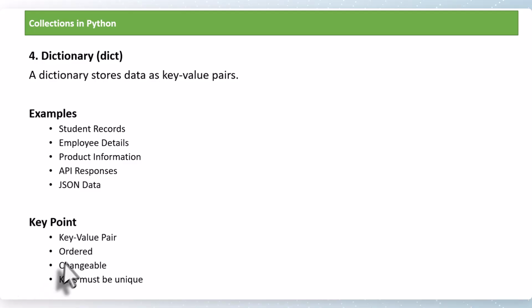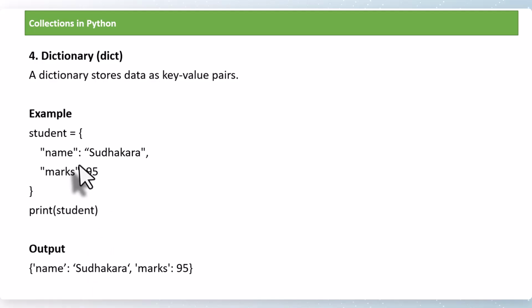Dictionary is ordered. In the older versions, dictionaries were unordered, but in the latest versions, dictionaries are ordered. And dictionaries are also changeable. We can change the key value pairs. And keys must be unique. In the dictionary, the values can have duplicate values, but the keys must be unique. It means the left hand side values, the keys, name, marks, these keys must be unique. Okay.